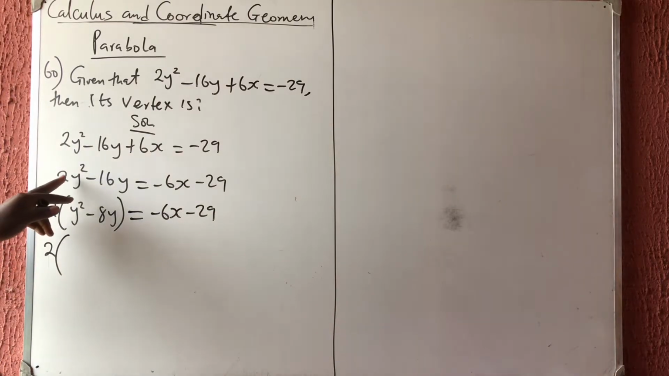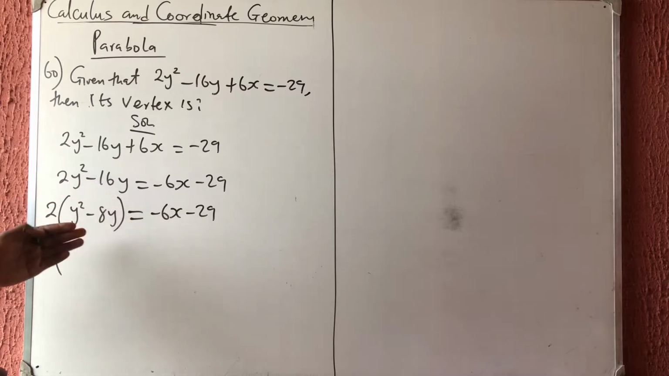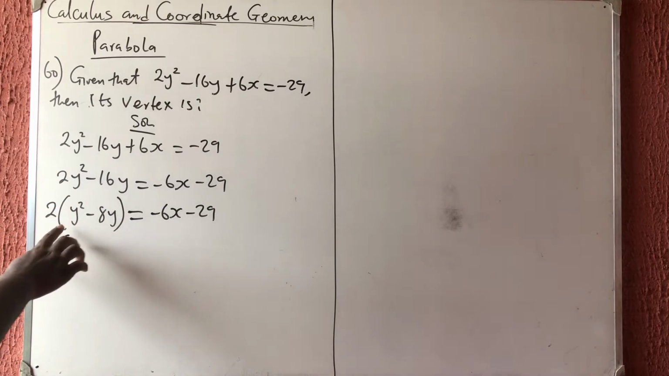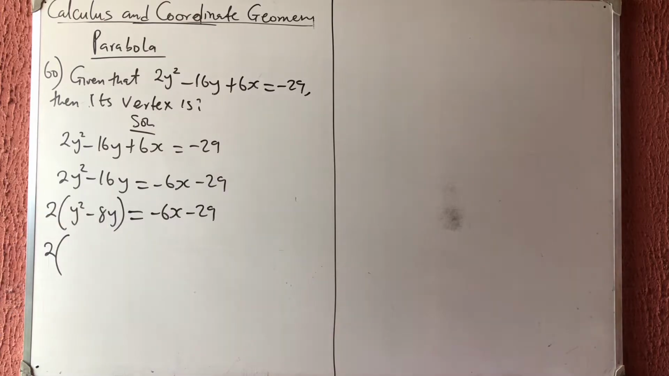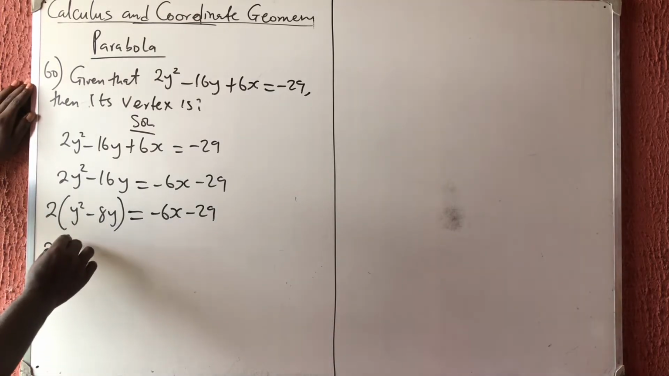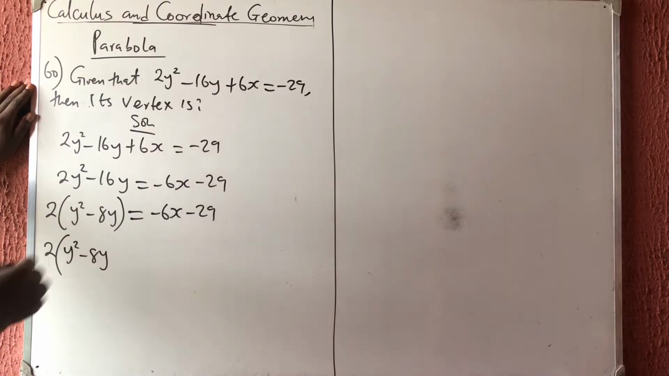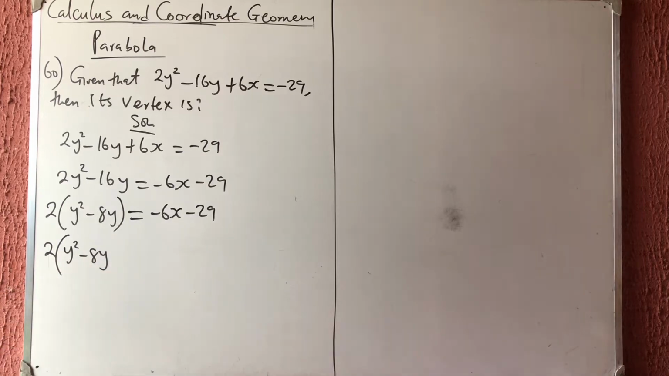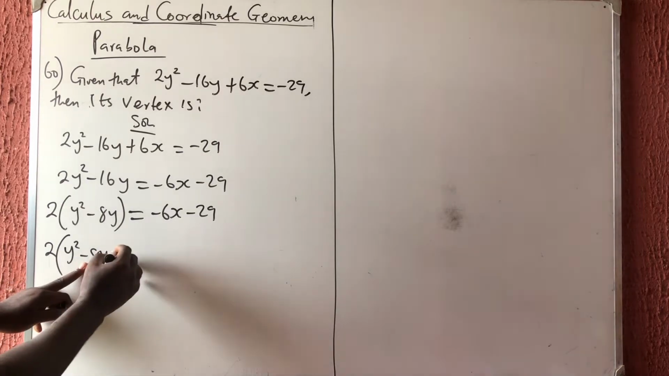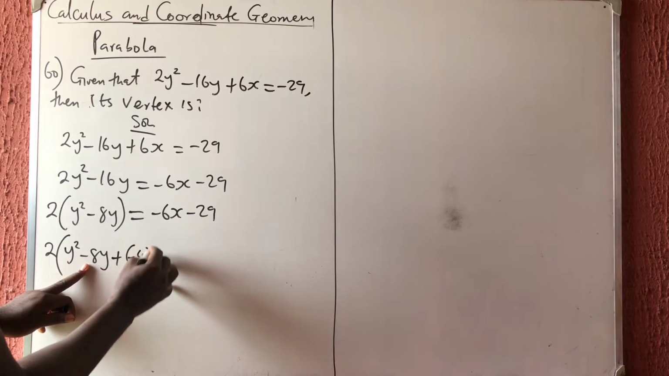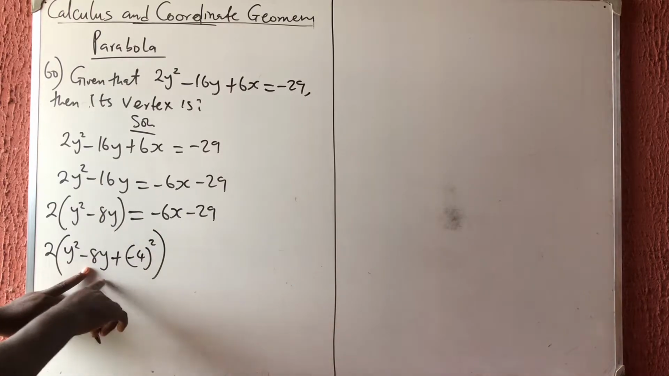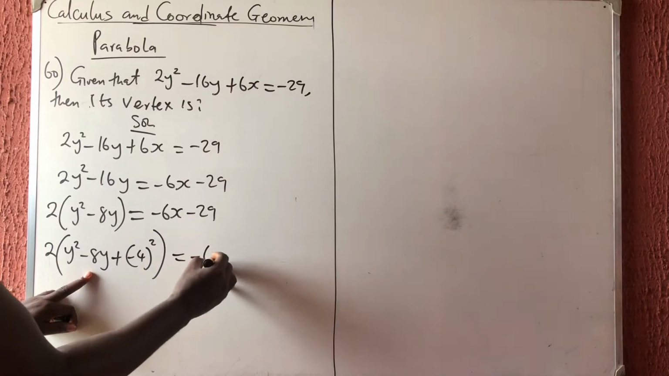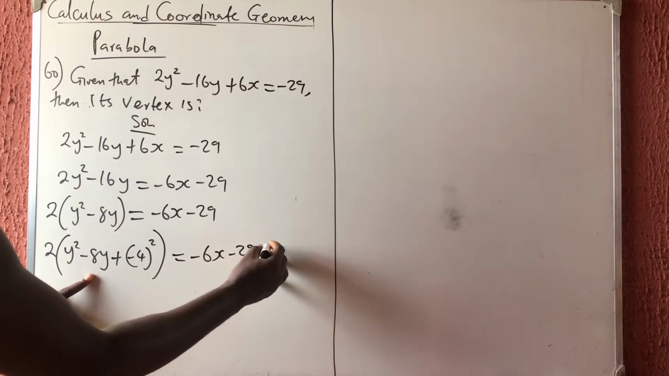Why we decided to factor out the coefficient of y squared is that we want to do the completing the square method. And before you can complete the square, the coefficient of y squared must be 1. So that's why we did that. So I have y squared here minus 8y. Now, completing the square said, find half of the coefficient of y, square it, and add it to both sides. So half of this is minus 4. Square it to give you what? Minus 4 all squared. Okay? I've added to this side. So let me add it to this side. Minus 6x minus 29 plus.